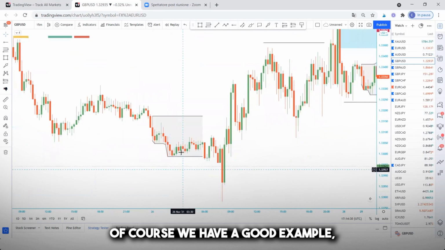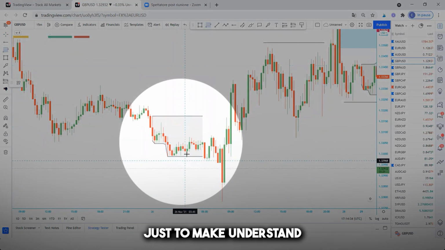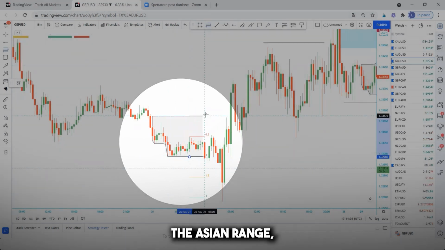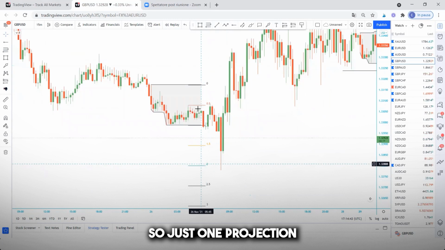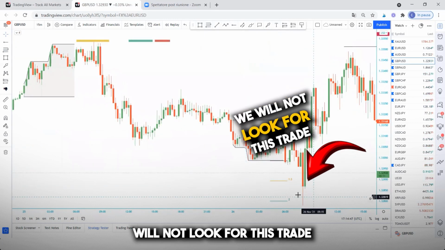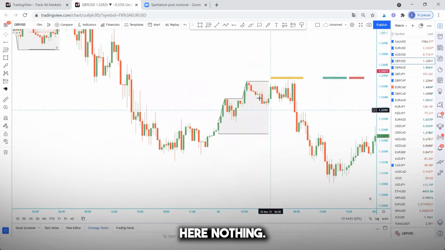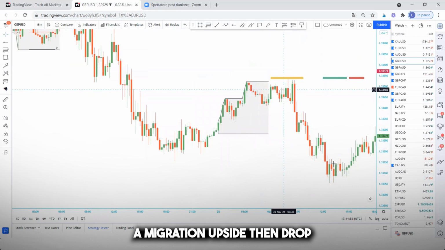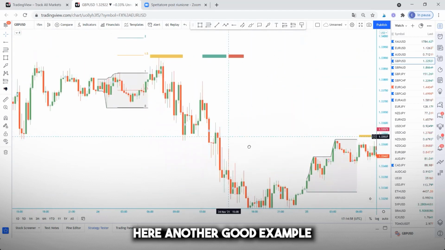Now here, of course, we have a good example, but the market is overall bearish, so I wouldn't look for these buys. Just to make you understand the Asian range, I'll put it into perspective here. We just reached the 2 level, okay? So it's just one projection of the Asian range, but we will not look for this trade because overall we're bearish. I'm just showing you. Here, nothing, we don't really have a manipulation to the upside to then drop, and we are bearish, so I didn't put it.